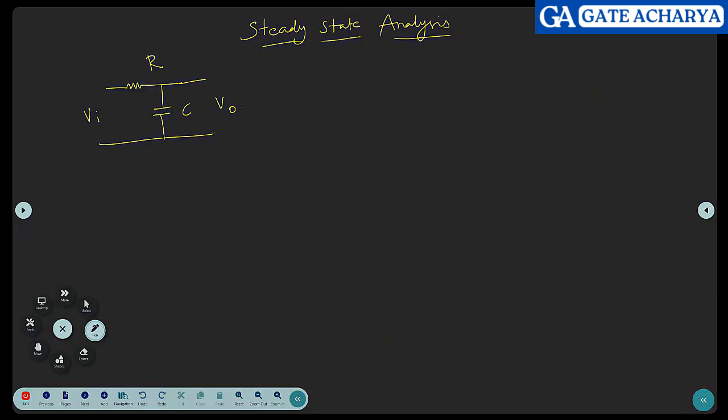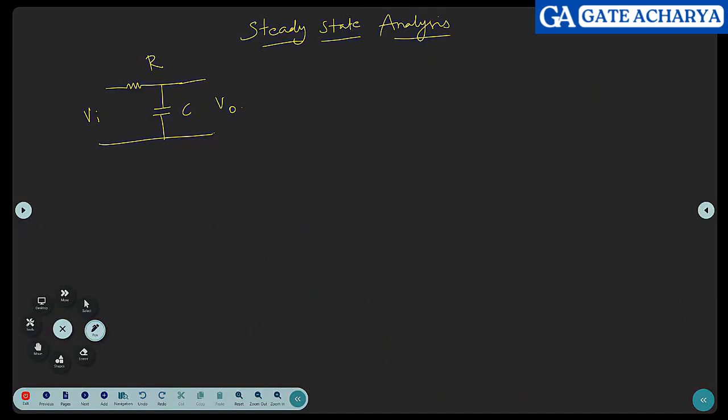See, what is the meaning of this word steady state analysis? What do you think? What is the meaning of this word steady state analysis? Sir? Stable. This word stable has different meaning. It does not have the transient.